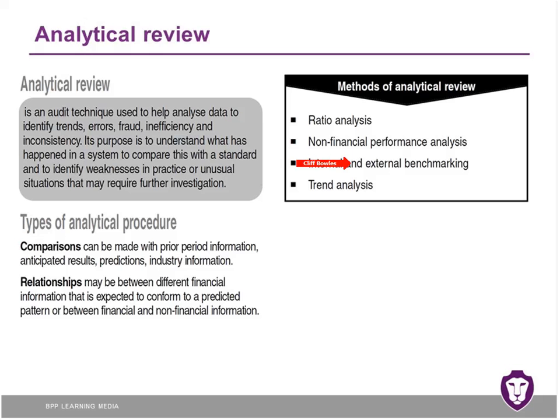We might look for relationships, or auditors might look for relationships between different financial information. So maybe sales are connected to the weather. You have a seasonal product. The weather's been fantastic, but your sales haven't gone up as well as you should have expected. What's happening? So they're looking for relationships between data. And this is what's called an analytical review. They're trying to identify unusual situations that may require further investigation.